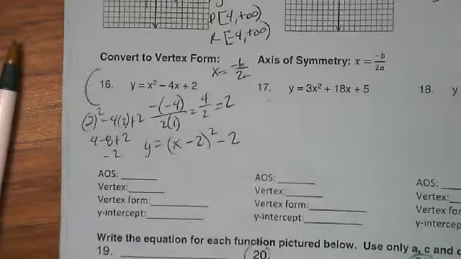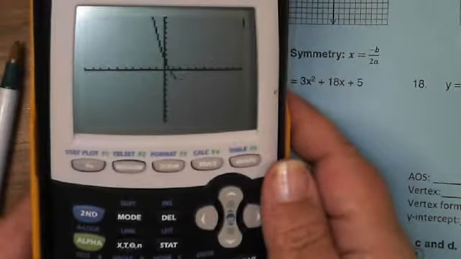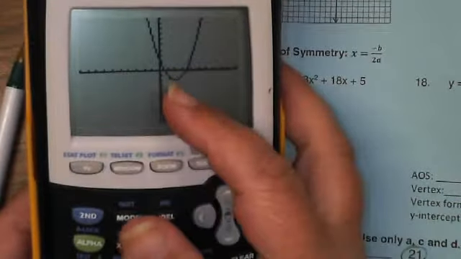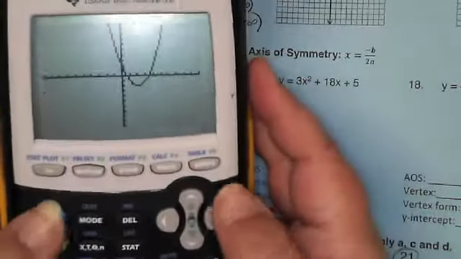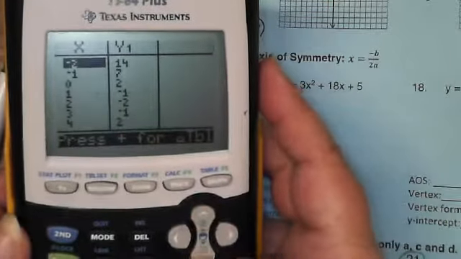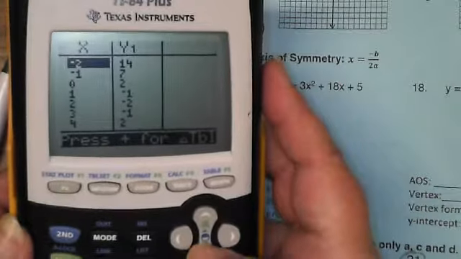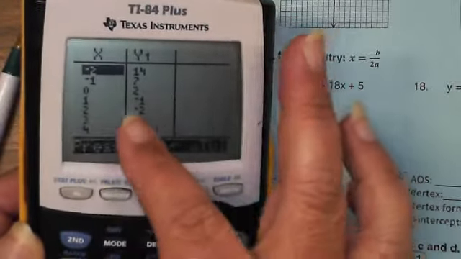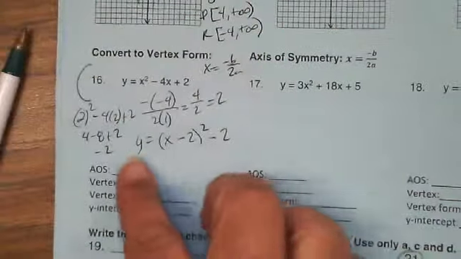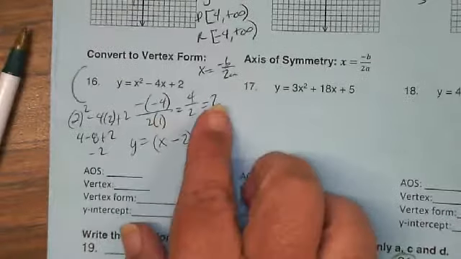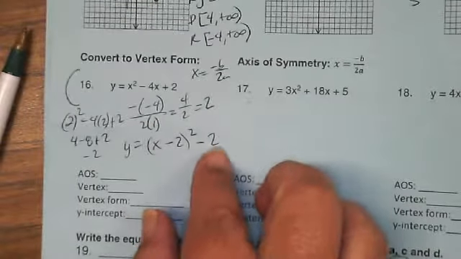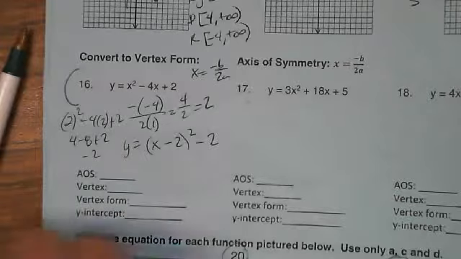So x squared minus 4x plus 2. If you hit graph, you can see the vertex right there. And you can go to the table and read your vertex. And notice that 2, negative 2 is that low spot, which is exactly what we got. And you can put it right in there.